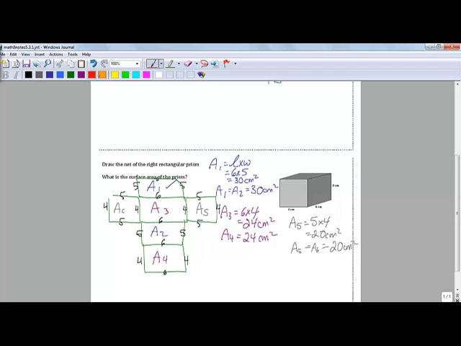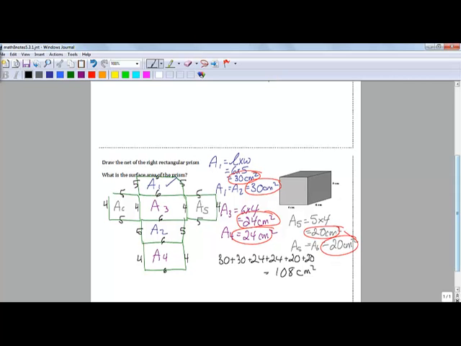So your job is to take all of these 6 sides and add them together. So I've got 30 plus 30 plus 24 plus 24 plus 20 plus 20, and my final answer, let's see, 108 centimeters squared. Okay. Hopefully that feels pretty good.